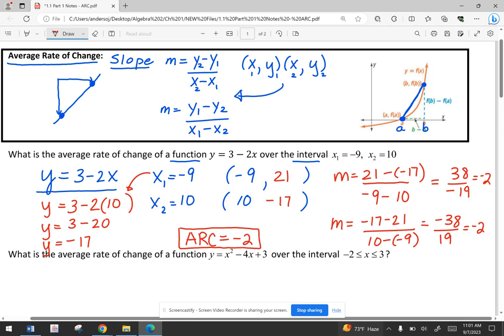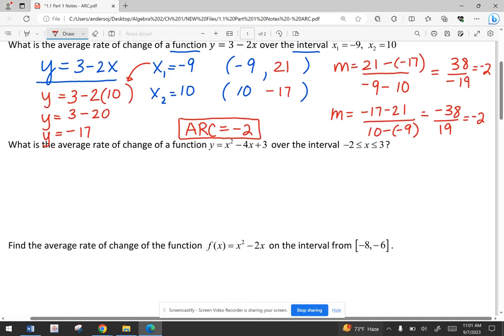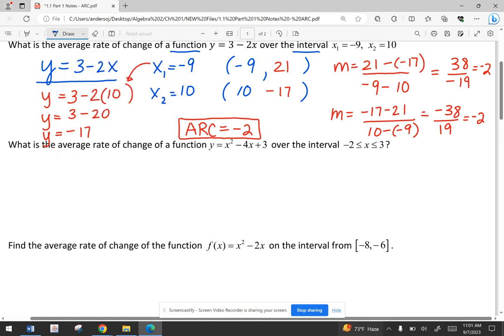So that was fairly easy. It was fairly easy because it's essentially telling us what two x's we have. So what we're going to look at in the next couple examples is that the x values don't just pop right out at us, okay? They're going to be given to us on intervals that look different.